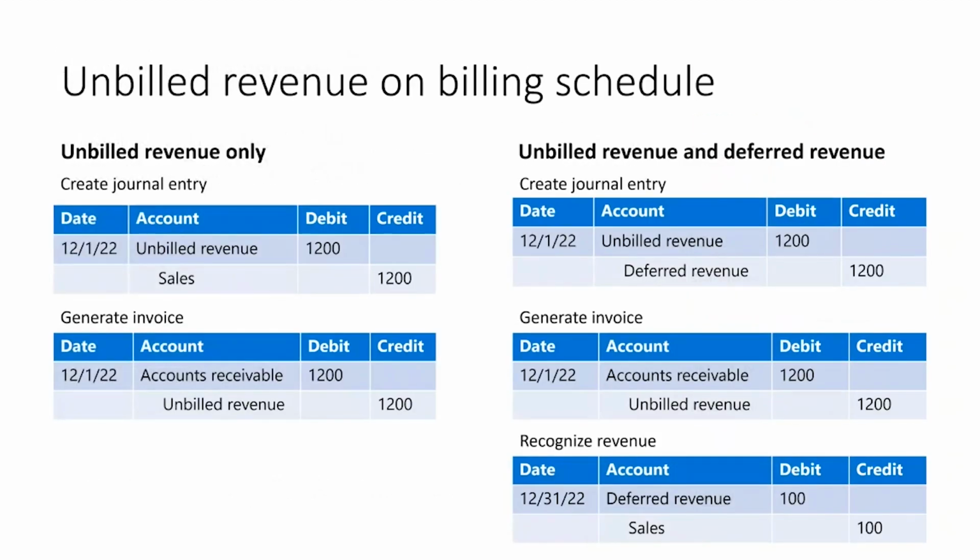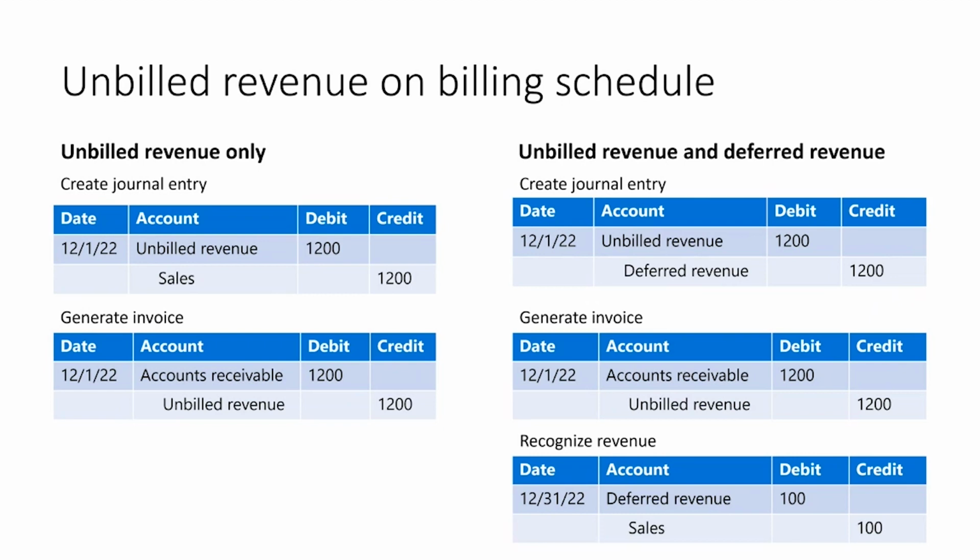Okay, so a couple of examples that I have here. If you're doing unbilled revenue, so you've set up your billing schedule, you've marked the line as unbilled. The first thing that you actually need to do is what we call create the journal entry. So before you can generate any invoices, any sales orders, you have to do this create journal entry. And this is what posts over to the general ledger. So the unbilled revenue amount is going to be in your general ledger once this create journal entry is done.